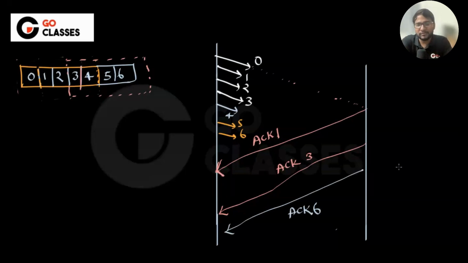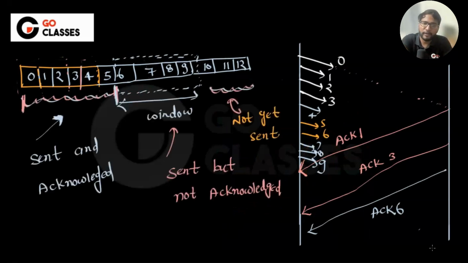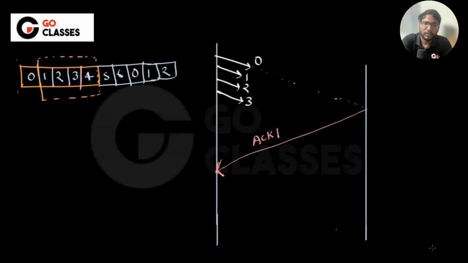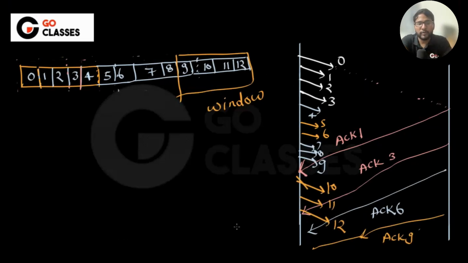So the moment I receive the ACK 6, it means the base will be 6, and I will immediately shift from 6 to 7, 8, 9. 7, 8, 9, I will send again, right? And it will keep on happening, right? And the moment I get the ACK 9, I will shift to 9, 10, 11, 12, right? Like that. Okay. So that is how it is working. Is this okay to everyone? You understood?